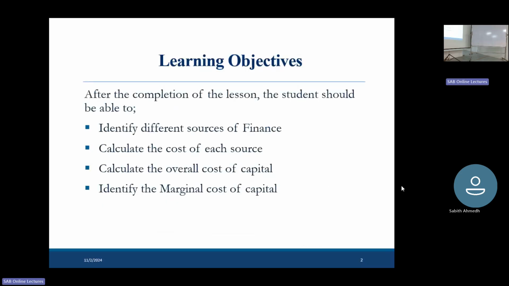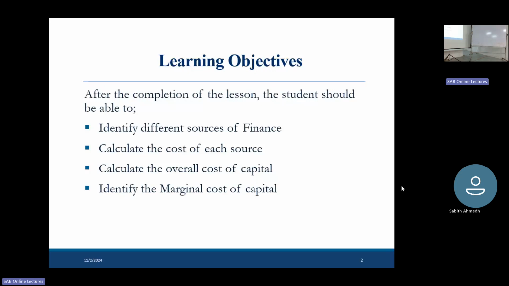So you will learn, you will identify different sources of financing for different types of organization, and also you should be able to calculate cost for each component: cost of debt, cost of equity, and the cost of preference shares. Then, using these component costs of capital, you have to calculate the overall cost of capital, or what we call the weighted average cost of capital.